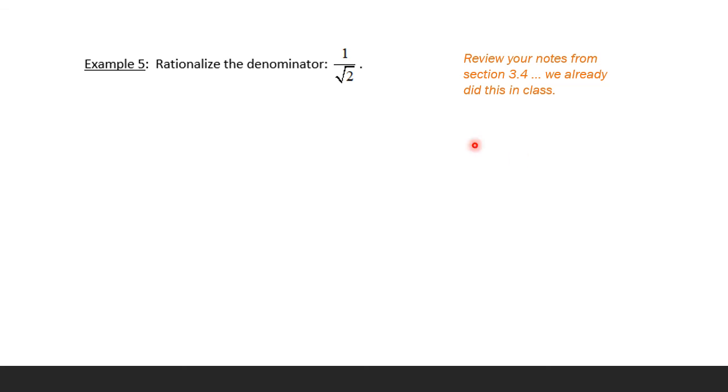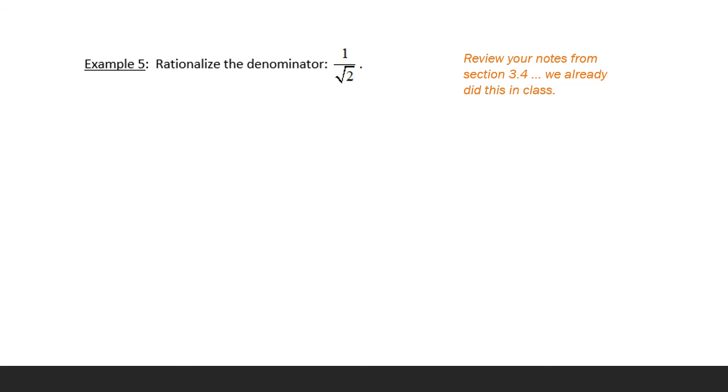Rationalize the denominator. We did this already in 3.4. I'm going to give you a quick review question right now, but if you look it up in your notes, we did it in class. Rationalizing means to take something that's irrational and make it rational. The square root of 2 is an irrational number. In math, we cannot have an irrational number in the denominator. It has to be rational. So we have to rationalize the denominator. I'll just give you a quick recap of what that means here.